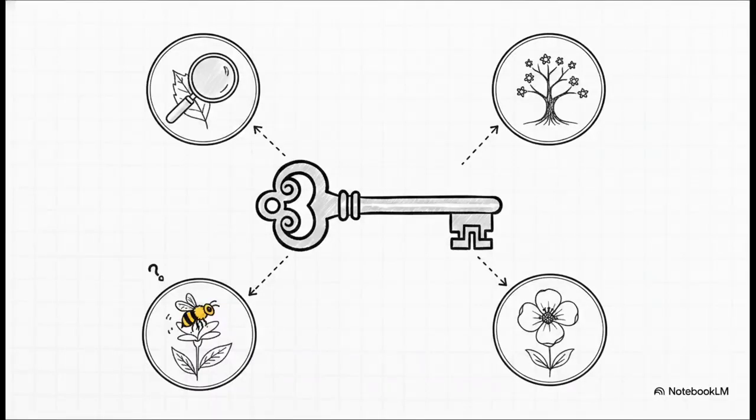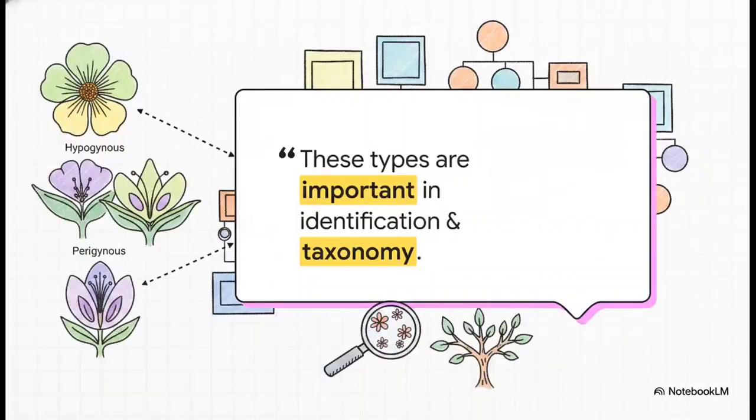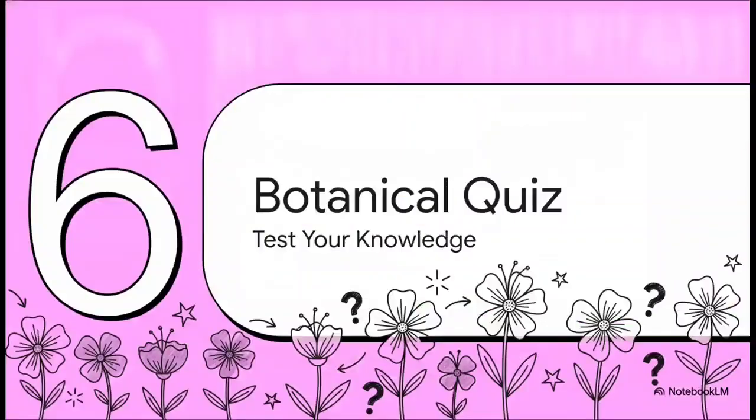And amazingly, it even aids in massive evolutionary studies, letting us track exactly how different plant families adapted over millions of years. Our source explicitly emphasizes this with a great core takeaway. Classifying these three types, hypogynous, perigynous, and epigynous, is literally the backbone of organizing the natural world. You see, taxonomy relies so heavily on these consistent structural traits. Let's wrap things up with Section 6.